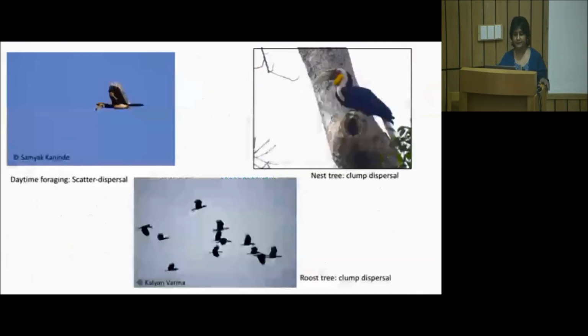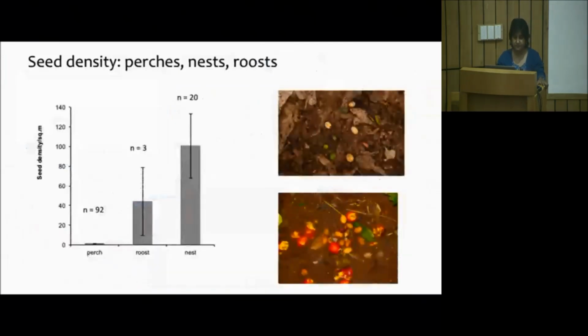So there are 3 types of deposition sites. At nest trees, hornbills are doing clump dispersal. At roost trees, they're also doing clump dispersal. But when they are foraging in the daytime and moving around on perch trees and fruiting trees, they are scatter dispersing.